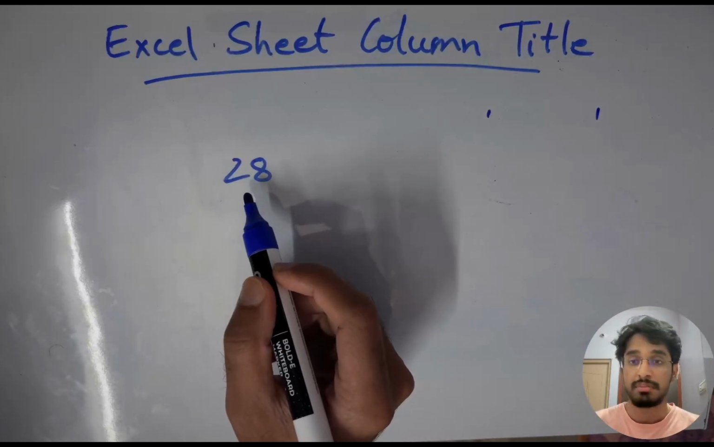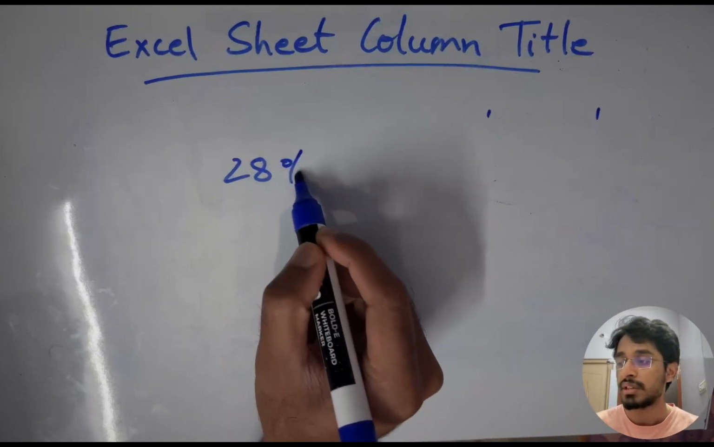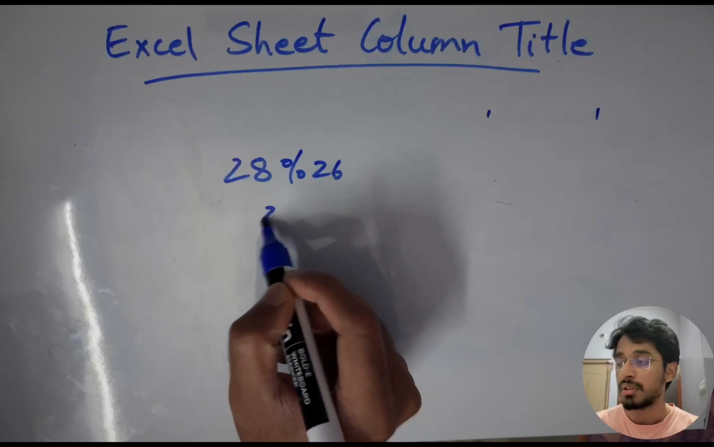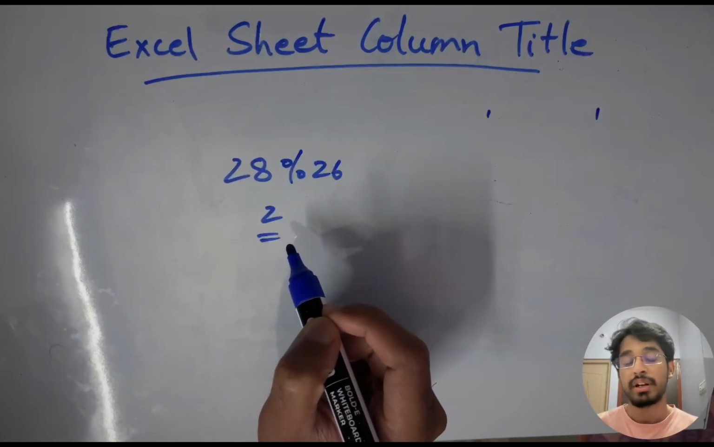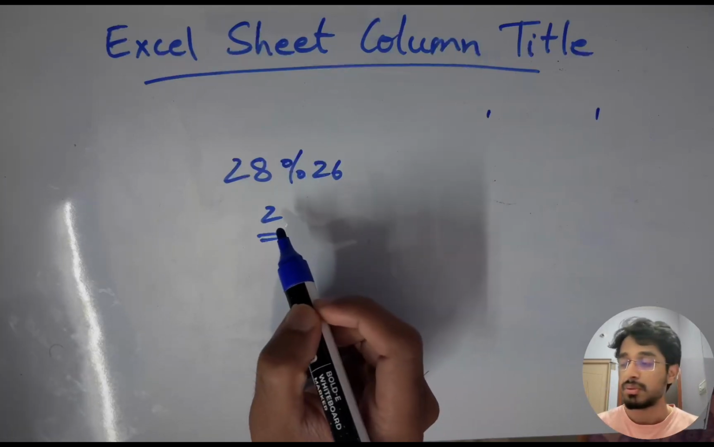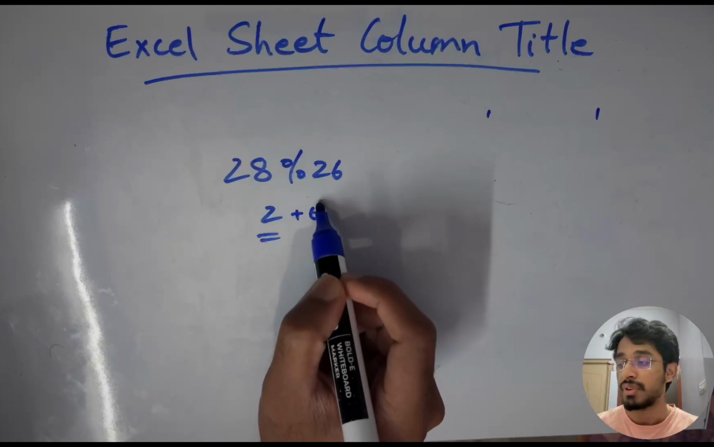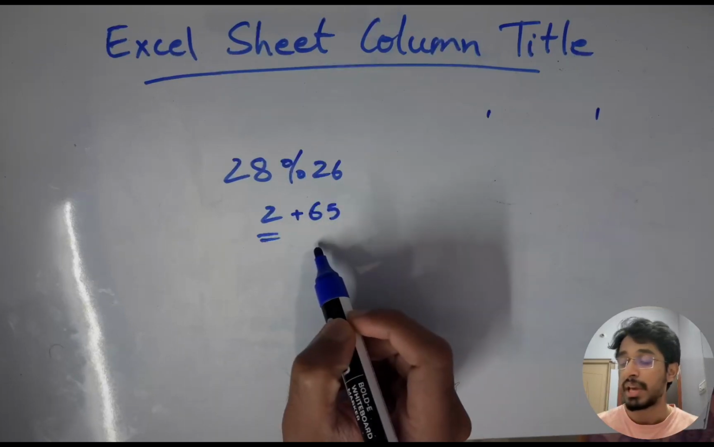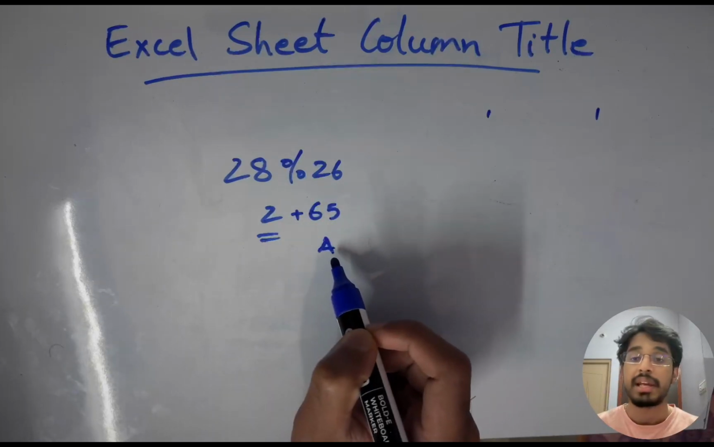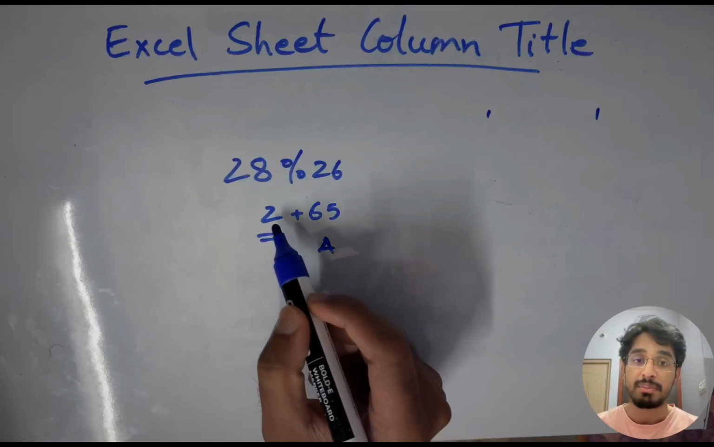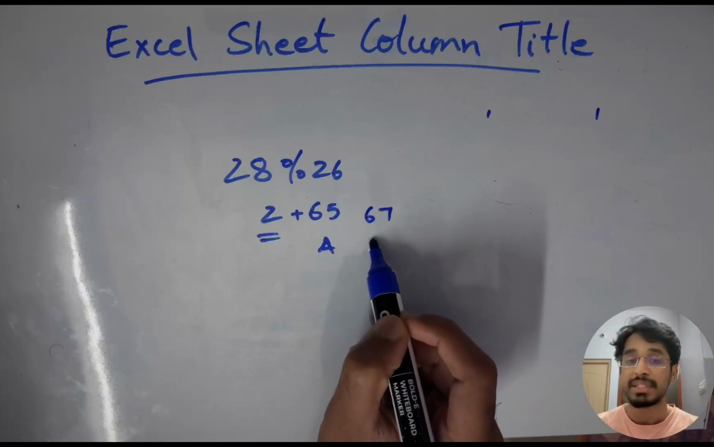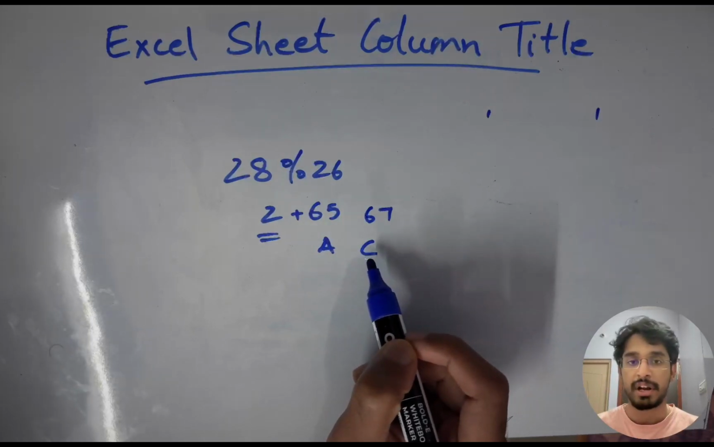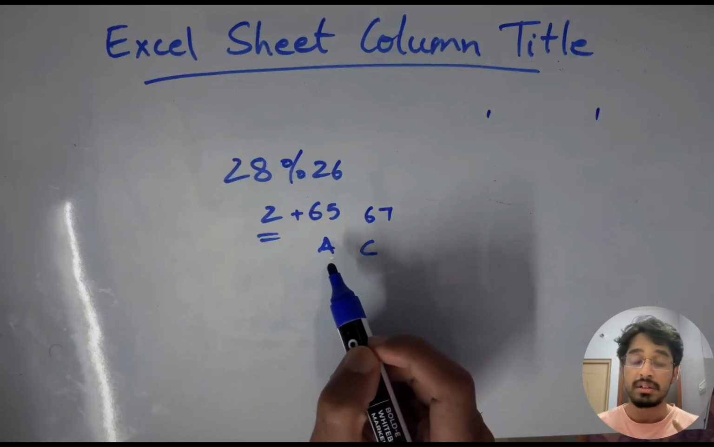So 28 is greater than 26, so we take the modulo of that and the value will be 2. With this 2 we need to get the character code. So what exactly is the character? If I add 65, where 65 is the character code for the capital letter A, plus 2, it would become 67, and that would become C. Okay, so C is not the right one because we need to make it 0 based index.